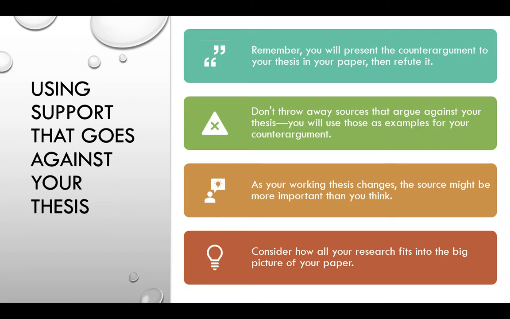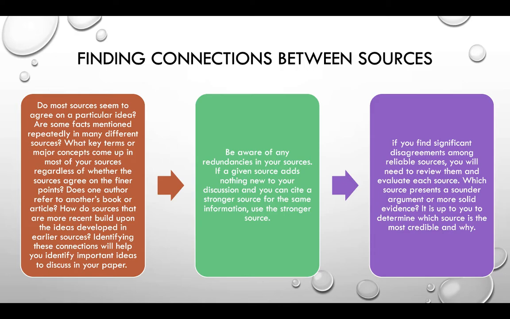So, and also as you're working through your thesis, possibly changing your thesis or your research question a little bit, you might actually find one of those sources actually follows along with the new working thesis. So don't just throw away everything that you've done. Just make sure you keep it, just in case, you never know what you might use, and consider how all the research fits into the big picture of your paper. So finding connections between sources. You should have already started doing this when you did the literature review, but do most sources seem to agree on a particular idea?